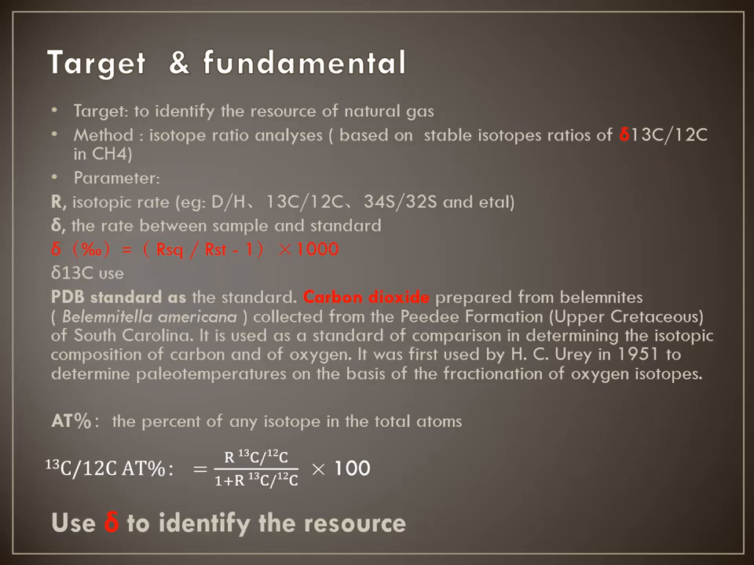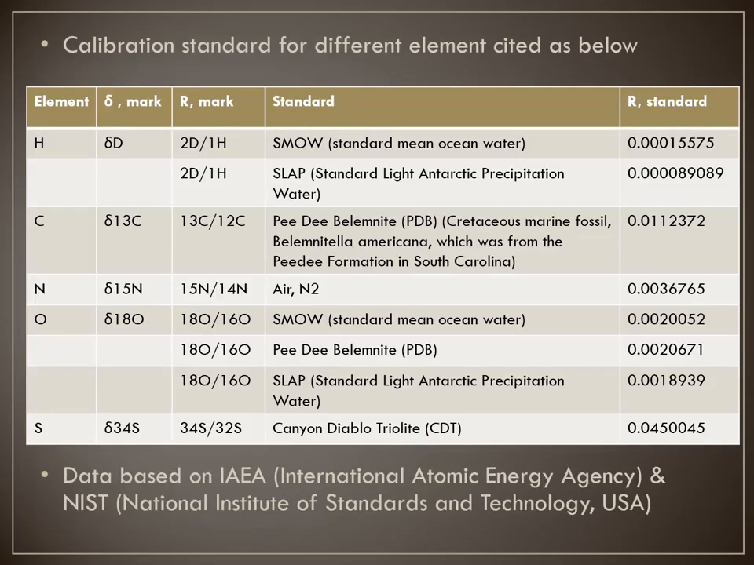So how the result was obtained: the isotopic rate of the sample will be analyzed by the mass. Then the data will be displayed in one of the columns as cited in your table. You can find it. And another is the rate of the standards. This one you can refer to on the next page. Here is the isotope rate of the standards.